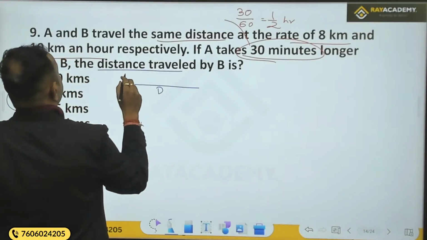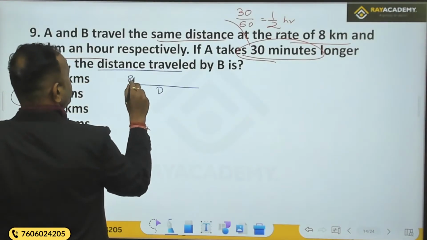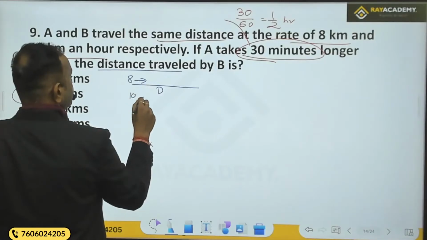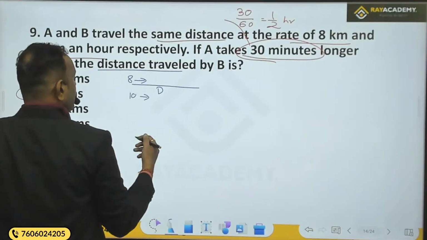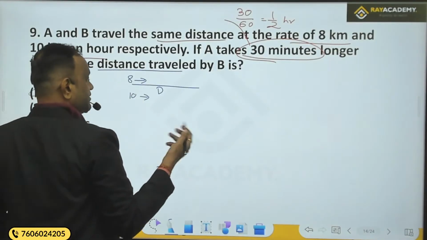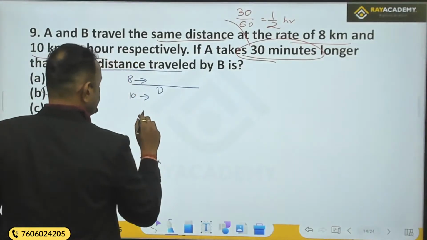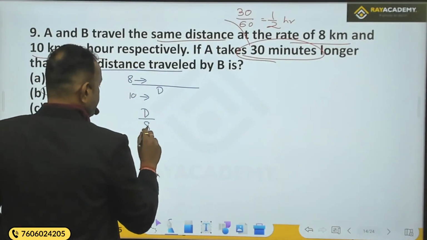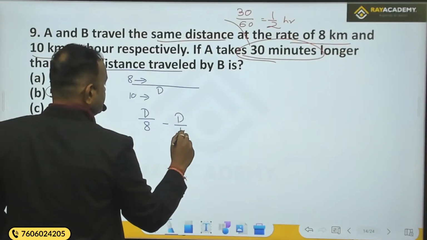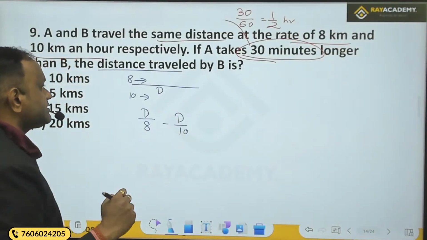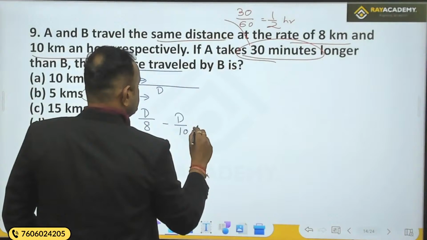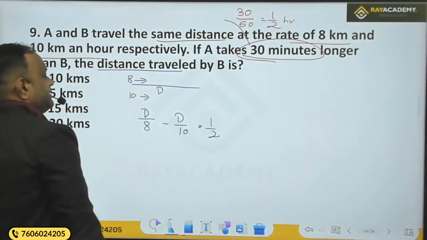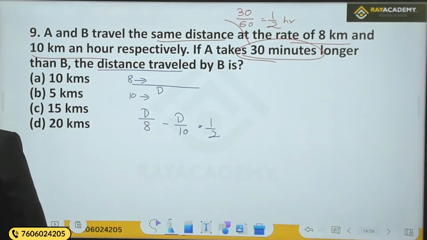Some distance is there, and one person is traveling at 8 km per hour, another person is traveling at 10 km per hour. The person who is going slow will take more time. So d/8 minus d/10, this is the difference of time between two persons. This should be equal to 30 minutes, that is half an hour. So d/8 minus d/10 equals half.